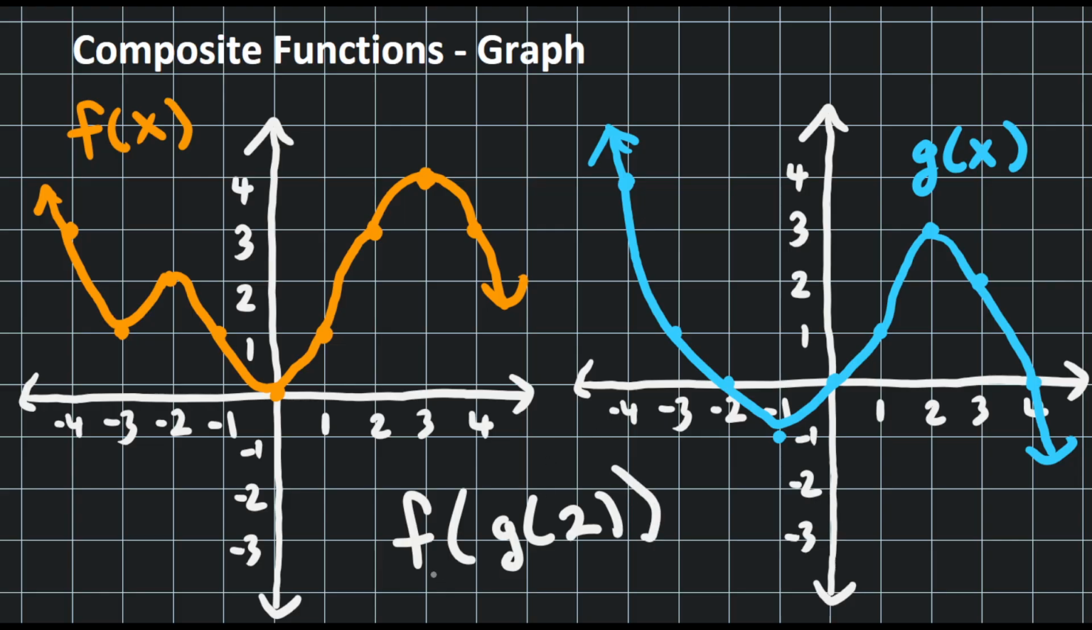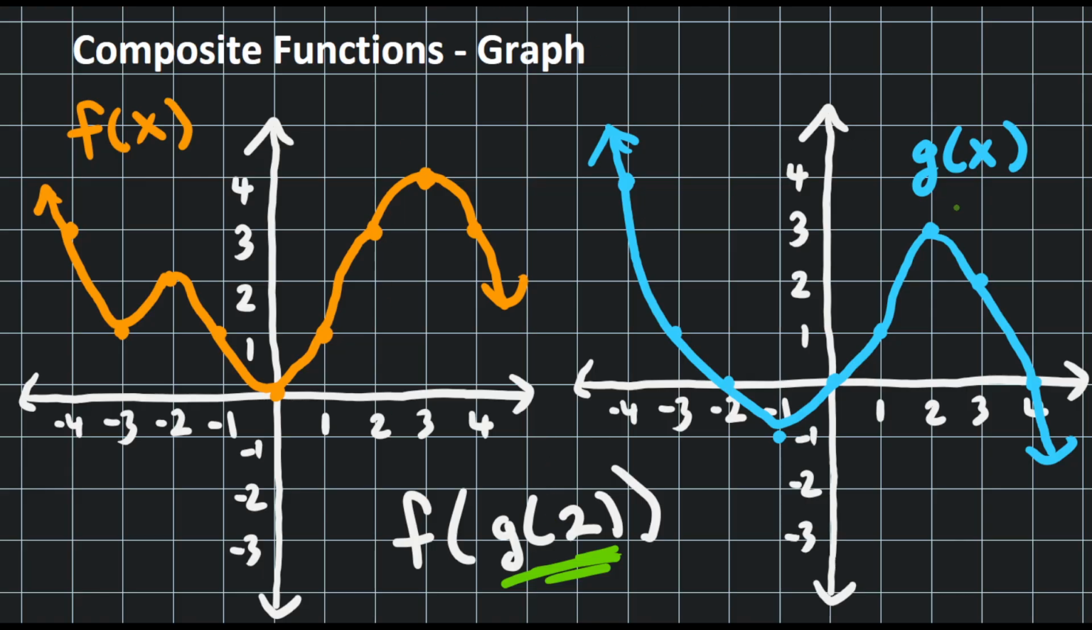We wanted to evaluate f of g of 2, and as you can see, this is a composite function evaluated at x equals 2. So how do we do that just by looking at the graph without these functions' formulas? The first thing we're going to do is find g of 2, on the inner function of this composite function.